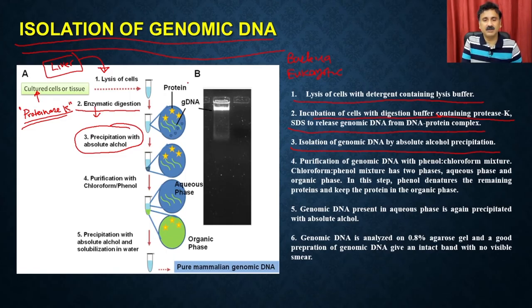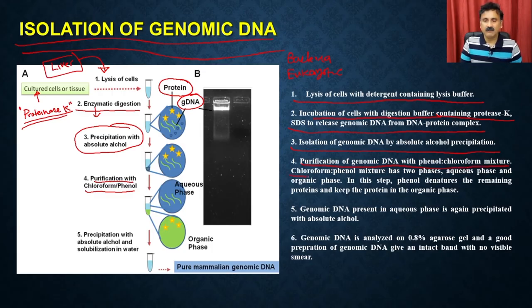So what contamination are you going to have? You are going to have contamination of the proteins. You are also going to have the genomic DNA. Now the next task is that we should remove the protein part, right? Because we want to have the pure genomic DNA from the cell. So what we are going to do is incubate that with the chloroform, phenol and isoamyl alcohol mixture. So this is purification of the genomic DNA with the phenol chloroform mixture.